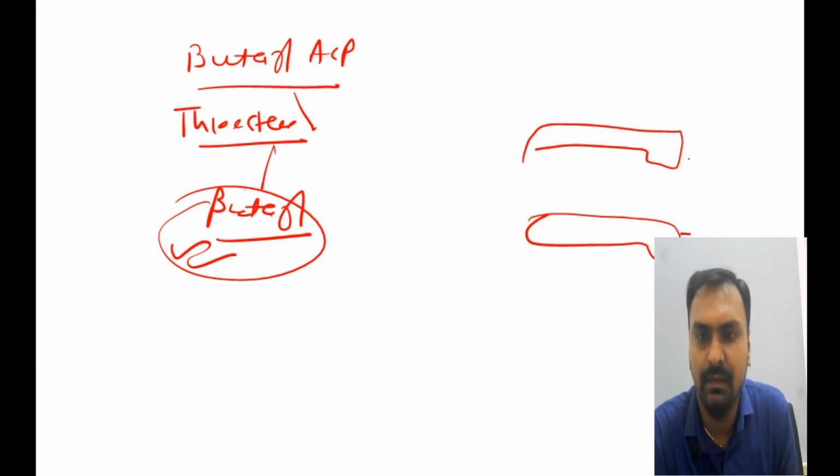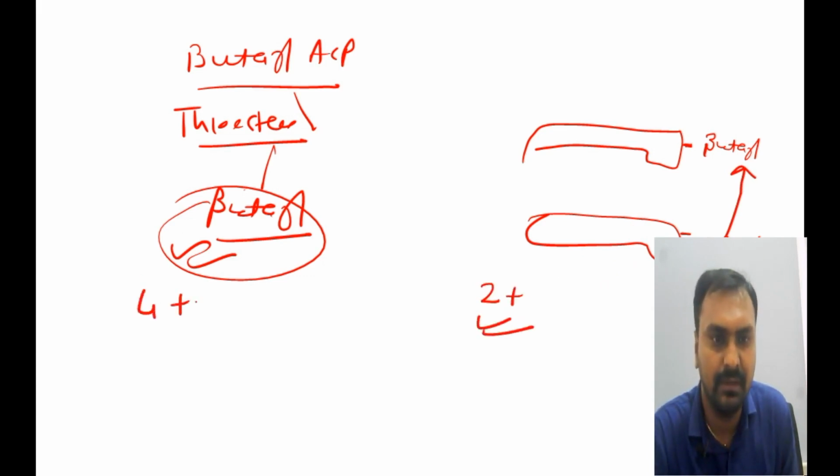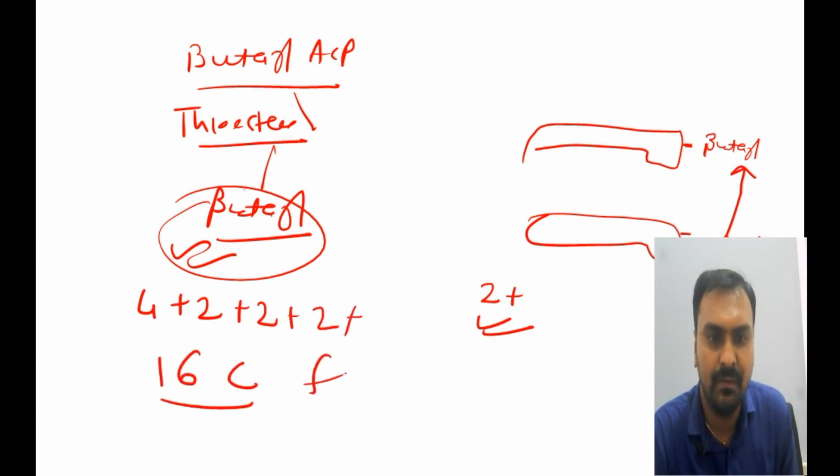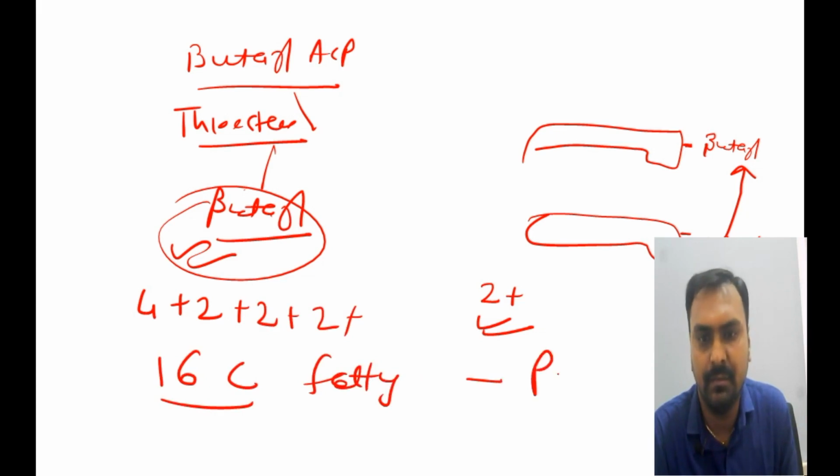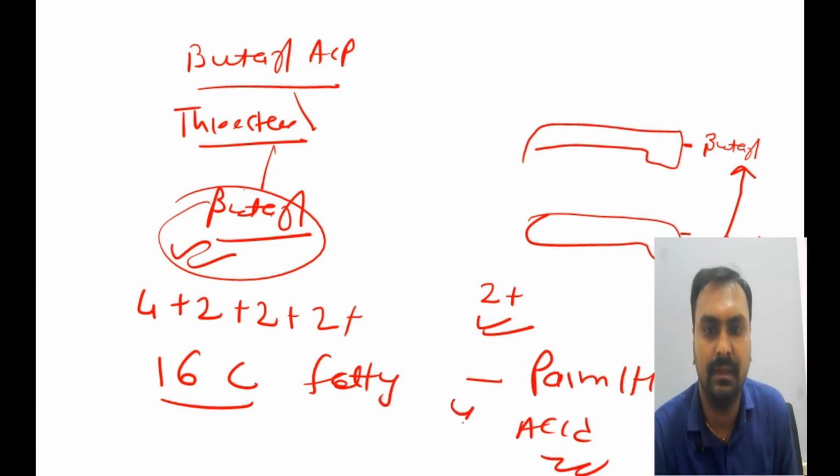Again this butyryl, here there is a butyryl ACP, here there is a malonyl ACP. It will be condensed by the ketoacyl synthase. So every time 2 carbons are added. So after 4 carbon and 6 carbon, 8 carbon, 10, ultimately 16 carbon fatty acid, that is palmitic acid, is synthesized.